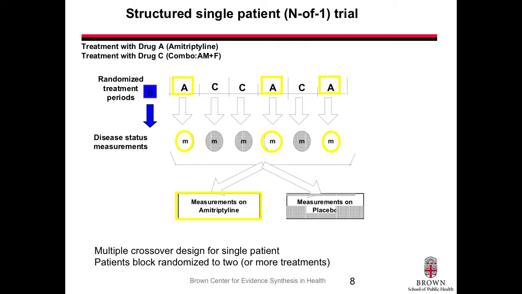A and C are the two treatment periods. In this trial, we have 6 periods, 3 Cs and 3 As. Each one gives you a measurement. You take the measurements on the amitriptyline, you compare them to the measurements on the combo, rather than placebo there, and you get a multiple crossover design here, and you basically compare the two effects.